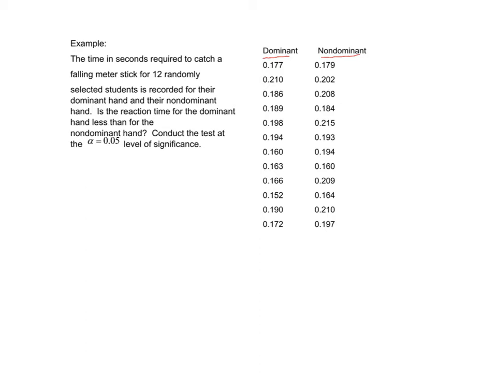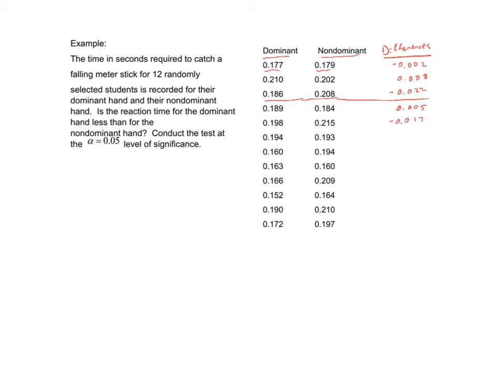Our preliminary work in this problem, and we could wait until a little bit later, but it's probably best to do it now, is to compute the differences, because this is matched pairs. The differences between the dominant and non-dominant hand, and when I say differences, I mean literally subtract them. So I'm going to take 0.177 minus 0.179 and get negative 0.002. And you would just keep going on and subtracting. 0.210 minus 0.202 is 0.008. The next one is 0.022. I'm not going to write down every single one of them. So there's the first three. I'll write down two more: 0.005 for this next one, and negative 0.017.